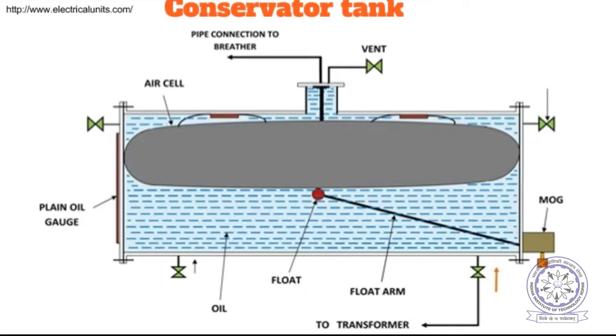You can see here the conservator tank. So this is a magnetic oil gauge. You can see the movement of this is not actual, there is no hole here, please remember. So it works through magnetic induction only. The level of this float is calibrated outside in the magnetic gauge. You can observe the level of the oil inside this tank, and that can be read outside using the magnetic oil gauge, which works on the induction principle.